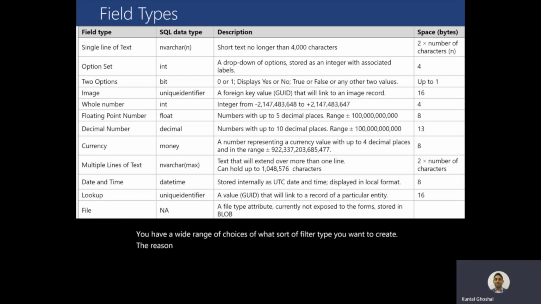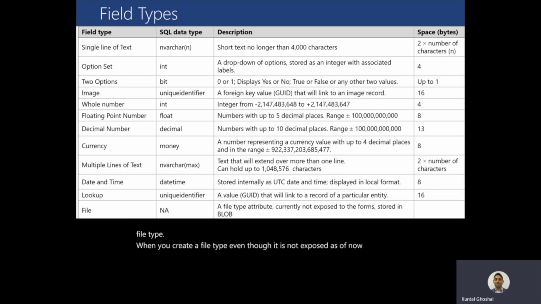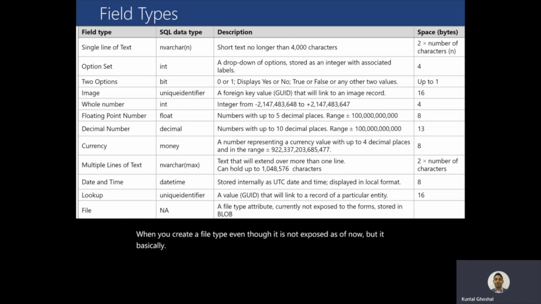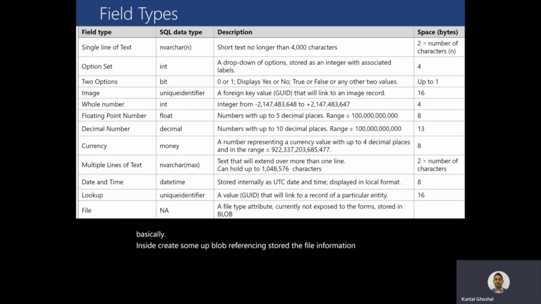There is a new field type that's been introduced with Dynamics 365, which is a file type. So when you create a file type, even though it is not exposed as of now, inside it creates a blob reference and stores the file information inside the blob reference.